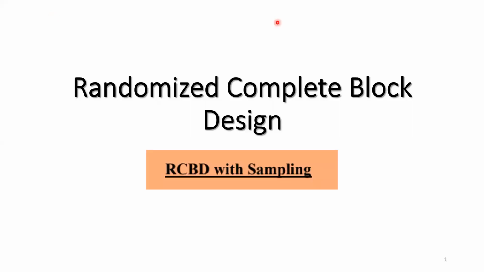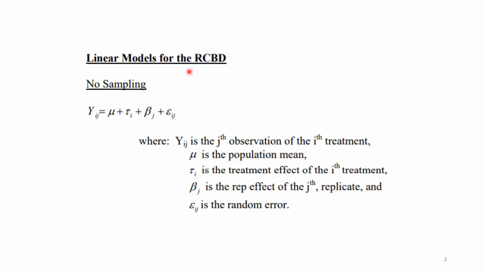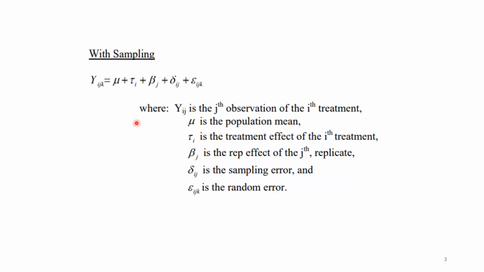Now we are going to discuss randomized complete block design with sampling. This is a traditional RCBD model, so there is no sampling effect in the model. But after having samples, we need to include the sampling effect, or otherwise sampling error, in our model.